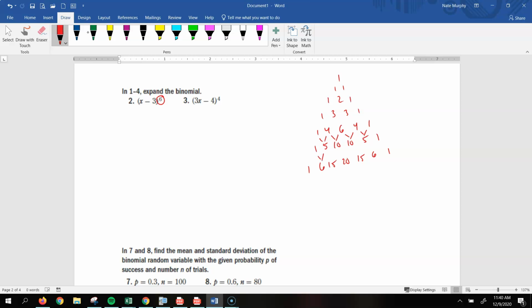So here 1 plus 5 is 6, 5 plus 10 is 15, 10 plus 10 is 20, 10 plus 5 is 15, 5 plus 1 is 6. So that's how I came up with those numbers. You don't want to forget our ones there as well.